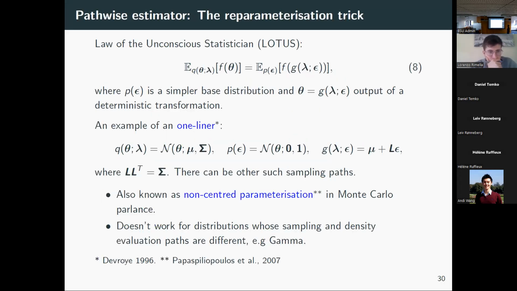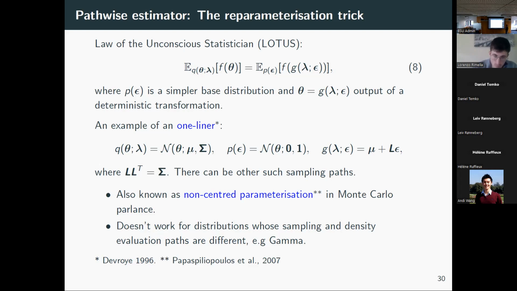Okay, so that brings us to the pathwise estimator. This is the other technique of getting your Monte Carlo expectation. Obviously, if I have an expectation, then we can change the variable, right? That's the LOTUS application. Rather than having the expectation with respect to Q, we change it to have an expectation with respect to some parameter-free distribution, right?